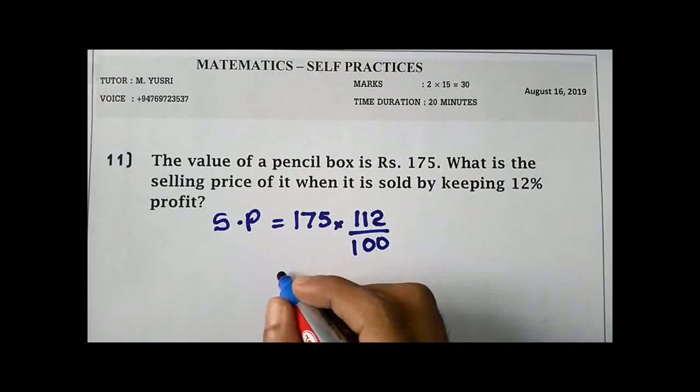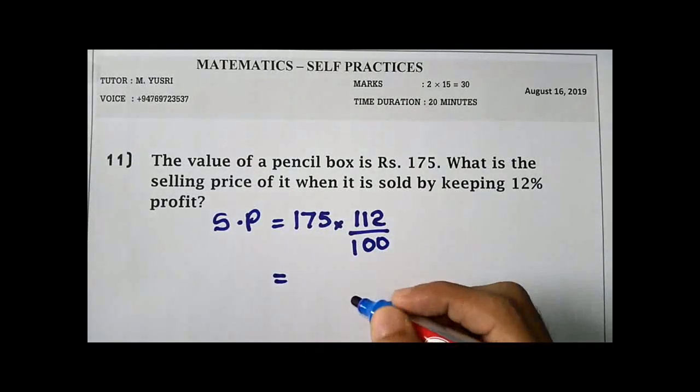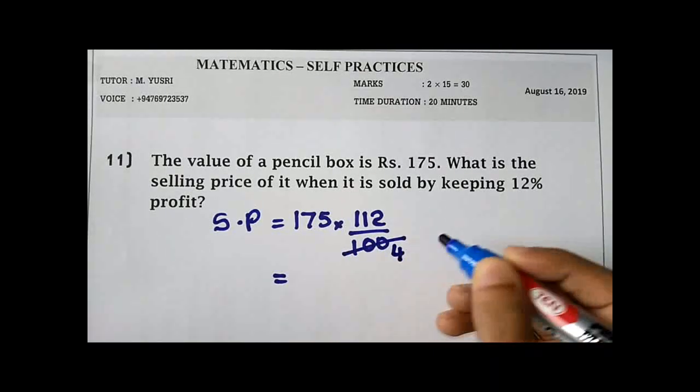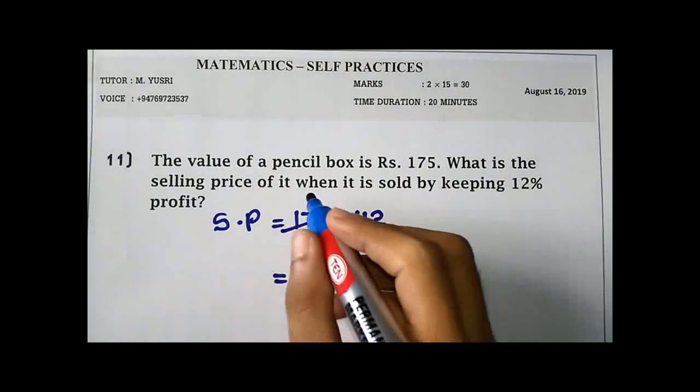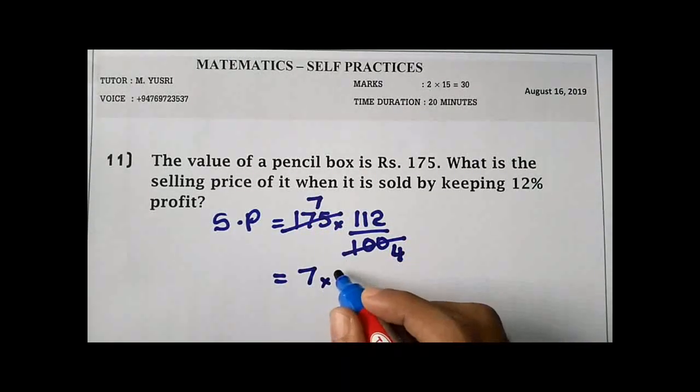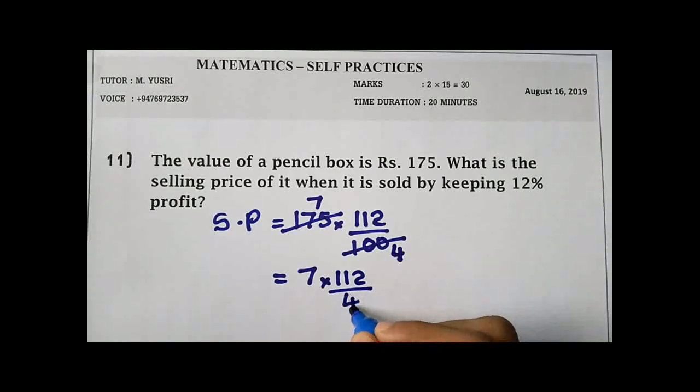Now we can simplify this. 175 and 100, are there any common factors? Yes, 25 is common. So how many 25s are here? 4. And how many 25s are here? 7. So that means 7 into 112 over 4.